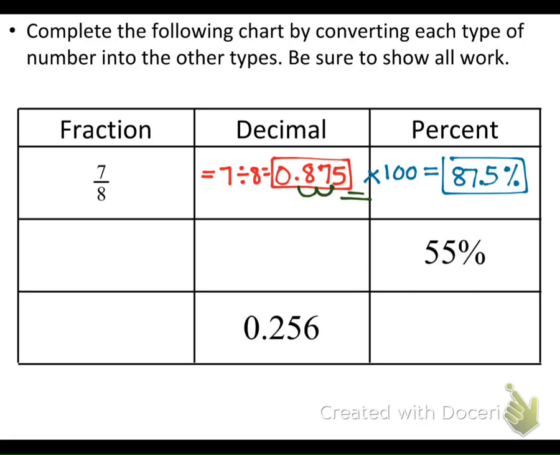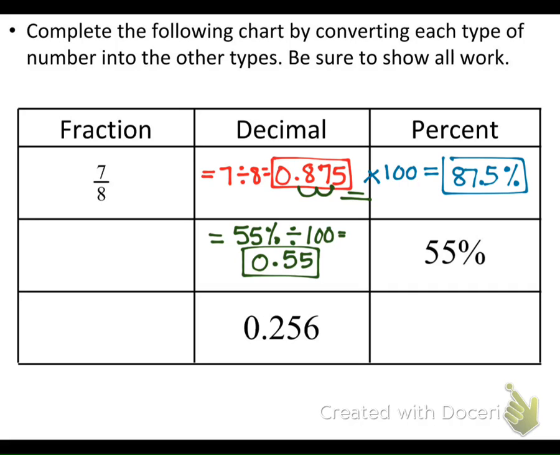Okay, so how are you going to change this percent to a decimal? Divide by 100. So I'm going to take 55%, and I'm going to divide by 100. David, when you take 55% and you divide it by 100, what do you get? You get 0.55. Good. So I showed my work, and I boxed my answer. Okay? So now, I have a percent, and I have a decimal.